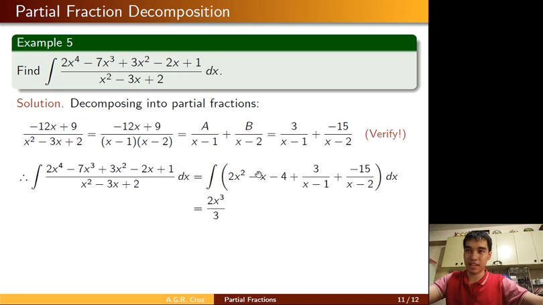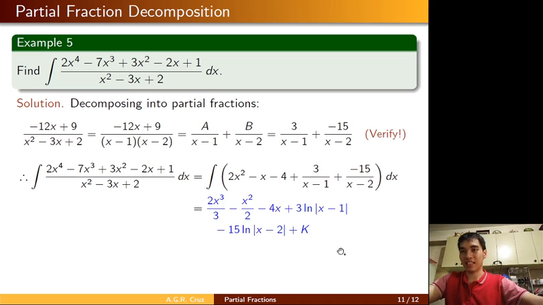Here, similar things will happen, no? You should get negative x squared all over 2. Negative 4, its antiderivative is negative 4x. And then for this, it is similar to an example we discussed earlier. You get 3 outside, and then the antiderivative of 1 over x minus 1 is now the ln of absolute value of x minus 1. And then similarly here, you should get minus 15 times the ln of absolute value of x minus 2, and then plus an arbitrary constant.